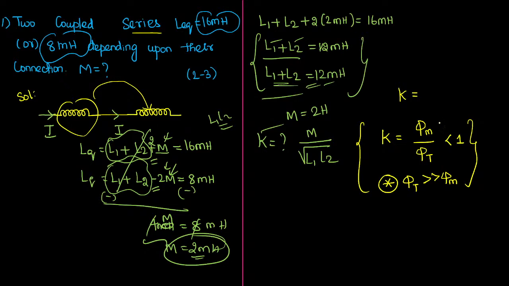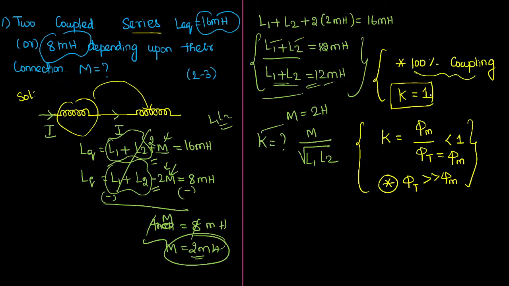When it is completely linked, see, in the question, if they give 100% coupling, then the coefficient of coupling will be 1. Why? 100% coupling in the sense that total flux will be linking with the secondary coil. Phi m will be equal. So do remember this way. Don't remember that ideal case at all, because it might confuse you. Anyway, in the examination, they will be talking about percentage only. So if they give 100% coupling, it will be K equal to 1. If they give you 50% coupling, K equal to 0.5.